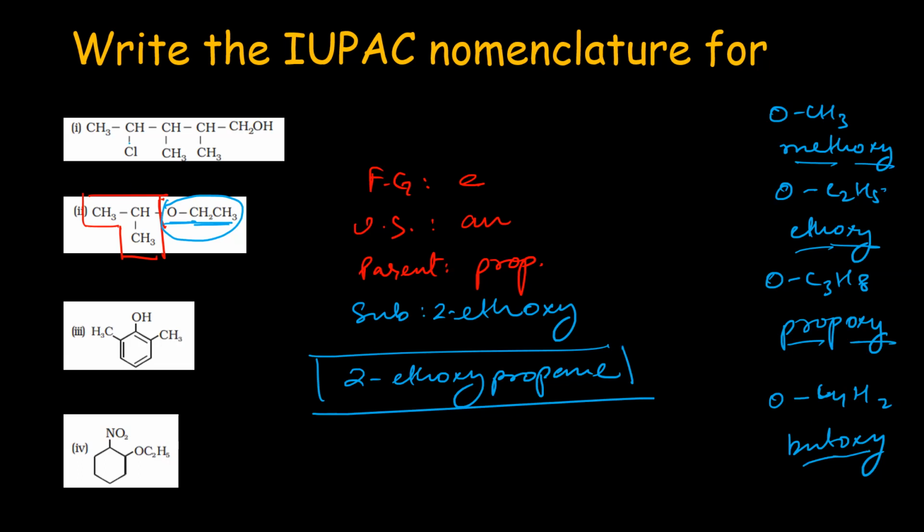So we have looked here at how to do the nomenclature of alcohol. We have looked at how to do the nomenclature of ether, and then we'll look at how to do the nomenclature of substituted phenols also. Before looking at the phenol one, I will write the name for this fourth structure. But first of all, you write this down. Functional group is E, unsaturation is AN, parent is prop, substituent is 2-ethoxy. Let me know when you're done.